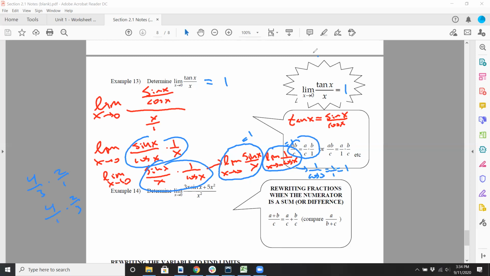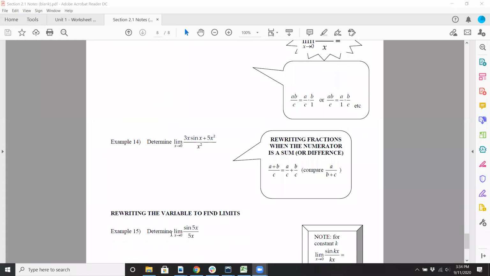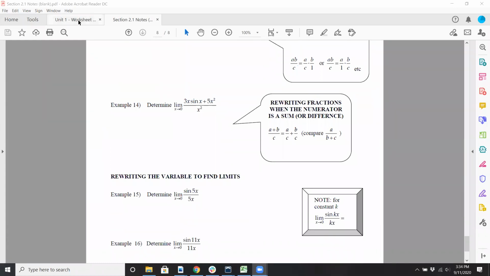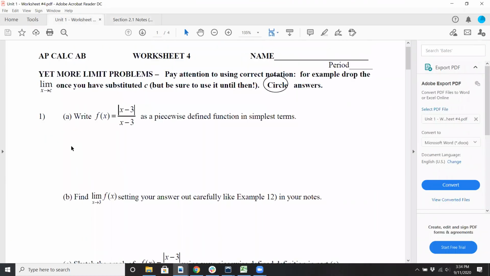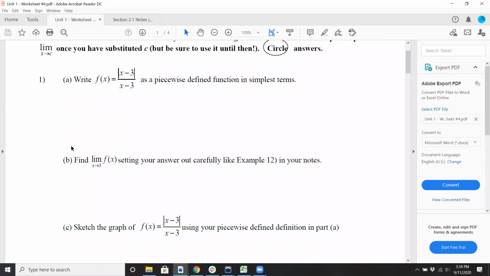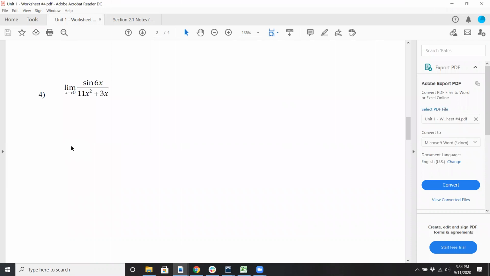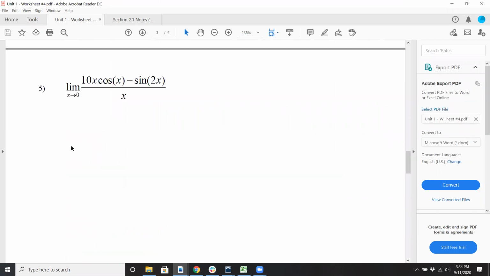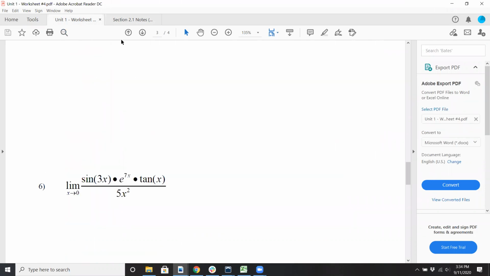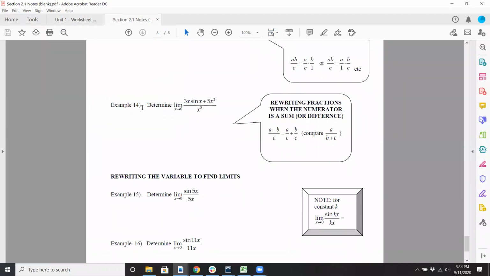We'll keep moving. Now, example 14 is going to be pretty close to something you're going to see in worksheet 4 for homework. You do see a piecewise function situation, which I'll give you some hints. But like number 4 or 5 and 6 will kind of help you if you take a look at example 14 here. So we're going to do a little rearrangement.